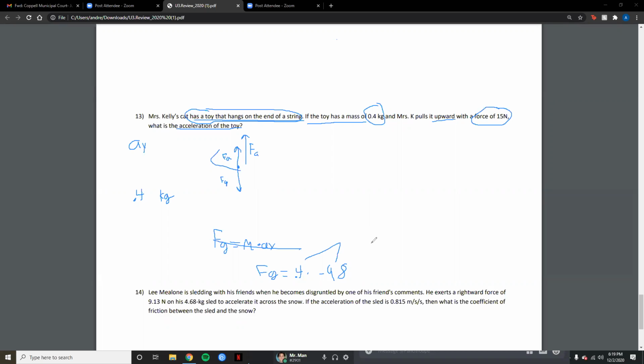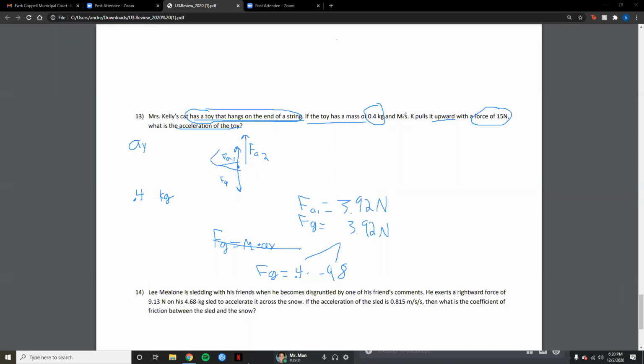0.4 times negative 9.8 is negative 3.92. So we know F of g equals 3.92 newtons going downwards. I guess you could put negative. So that means this tension right here, which was holding it, we'll label this as 1 and this as 2. F of A of 1 equals 3.92 newtons.